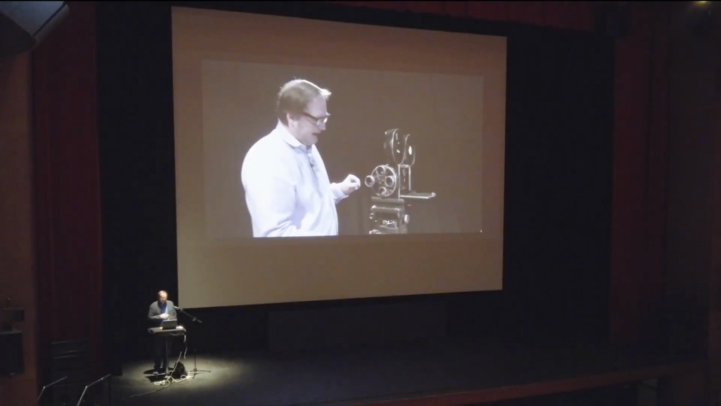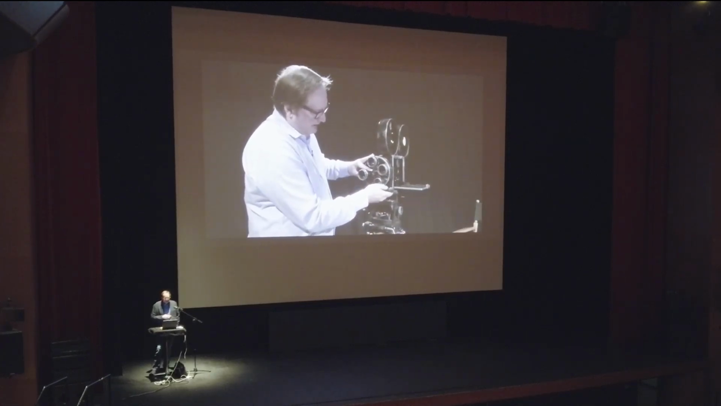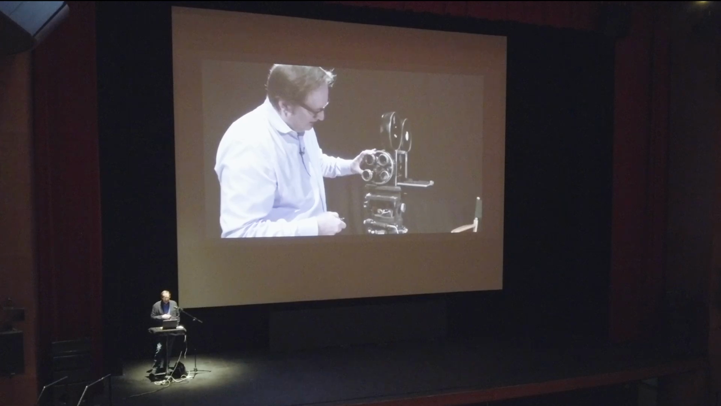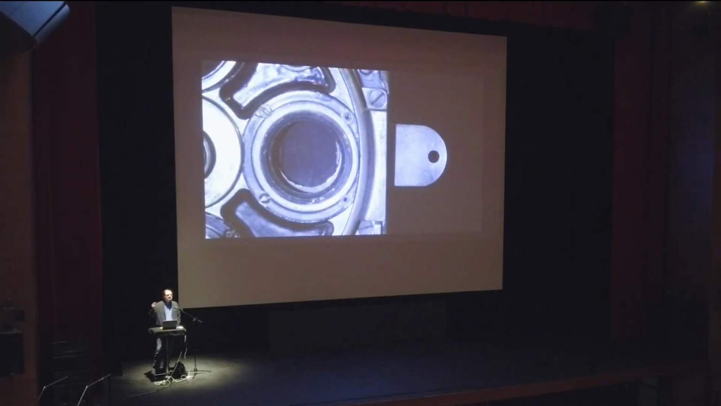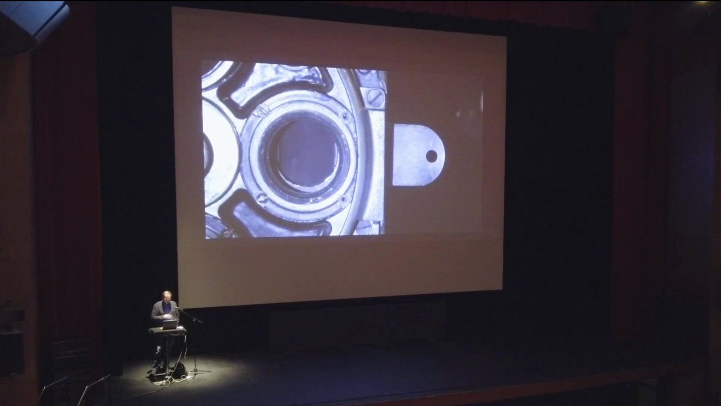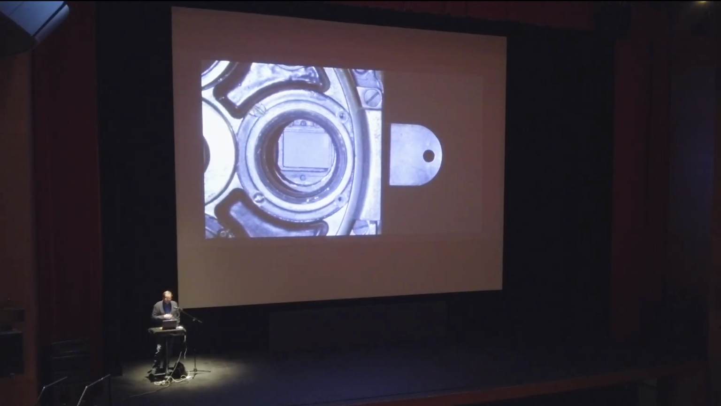So let's take a look at how the aperture actually works. We're going to rotate the lens around so that we can see inside the camera aperture. Can everybody hear this? Okay. So that you can see the film plane. That's that gray square inside the aperture.